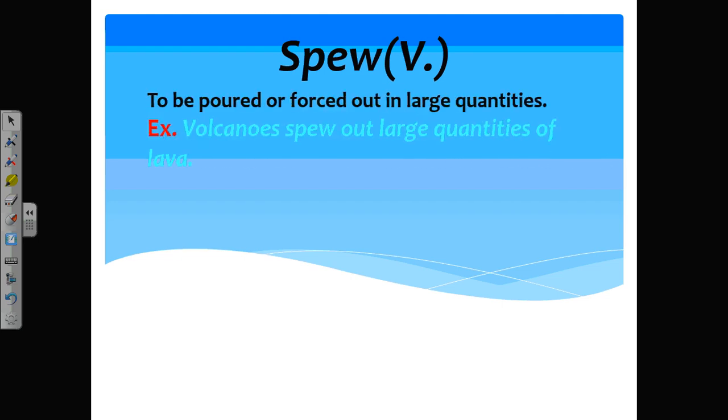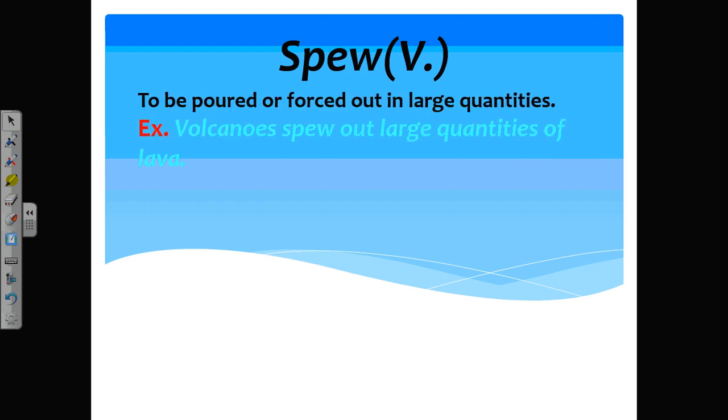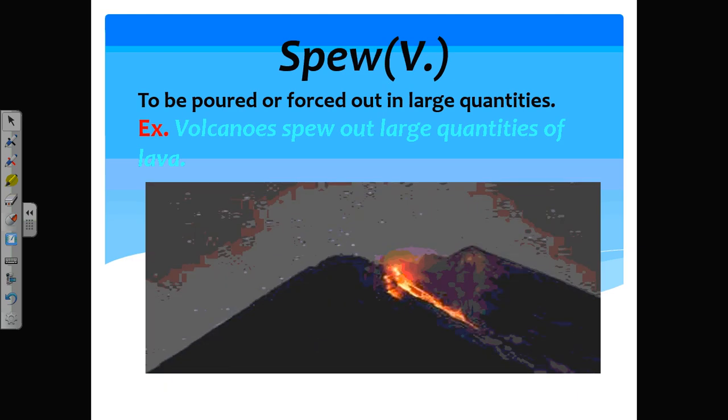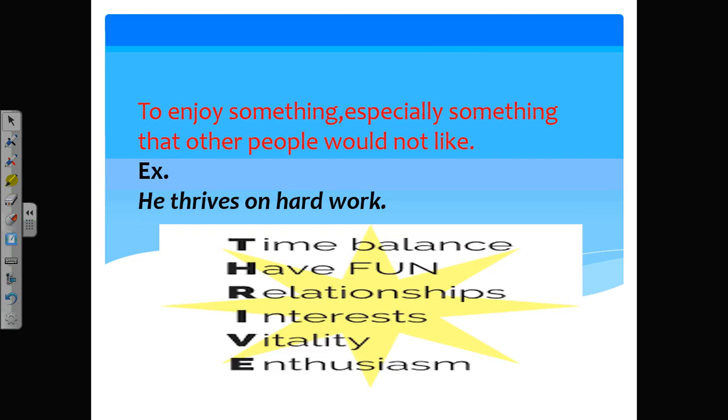Spew. What's spew? It's a completely new vocabulary. Spew means to be poured or forced out in large quantities. Example, volcanoes spew out large quantities of lava. Look at this. The volcano is spewing out large quantities, large amounts of lava. You know the meaning of lava, of course.